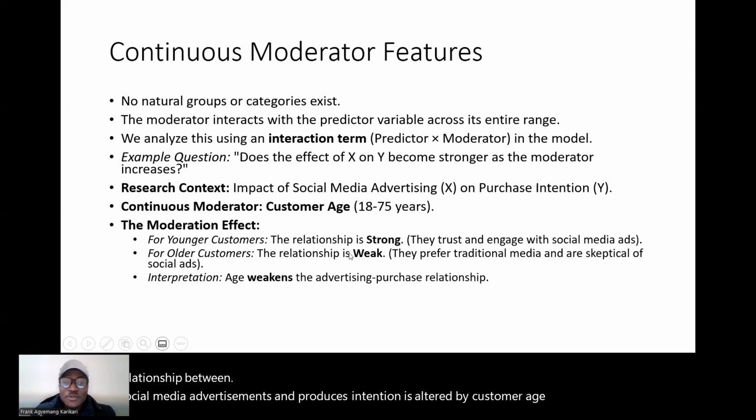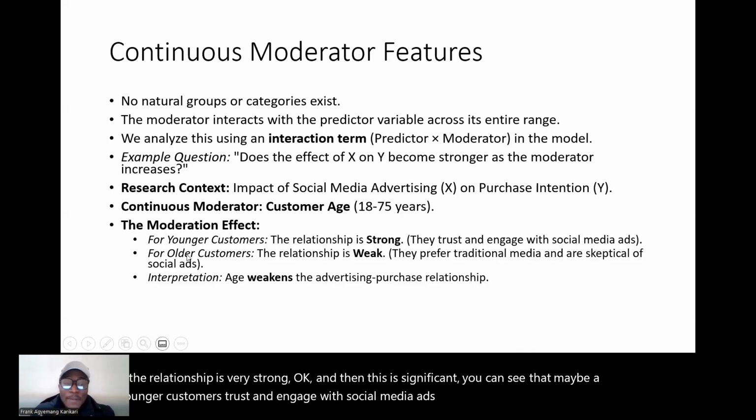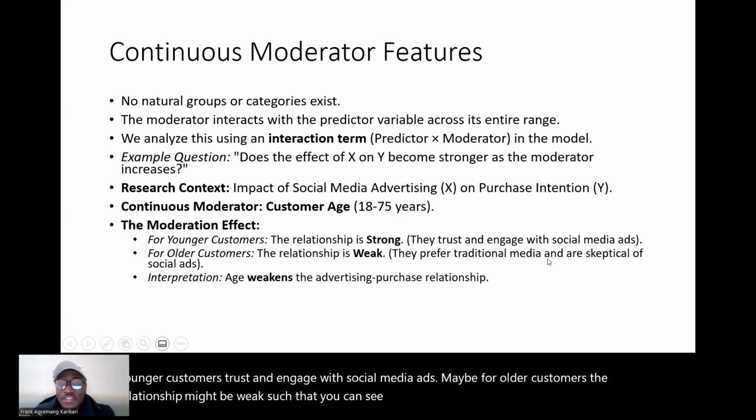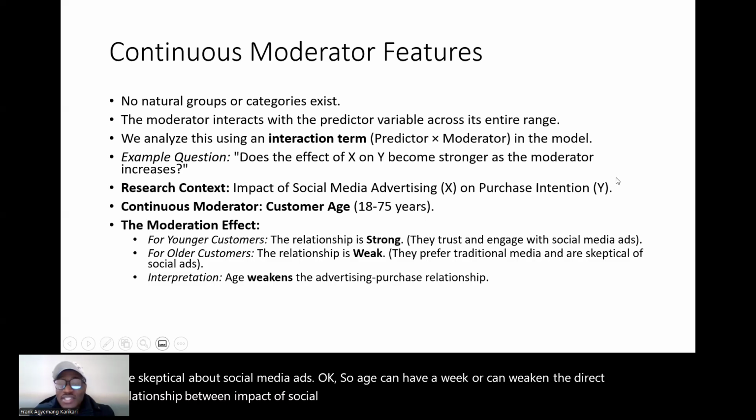If the relationship is very strong and significant, you can see that maybe younger customers trust and engage with social media ads. Maybe for older customers, the relationship might be weak, such that you can say they prefer traditional media and are skeptical about social media. So age can weaken the direct relationship between the impact of social media advertisement and purchase intention, depending on the sample that you dealt with.